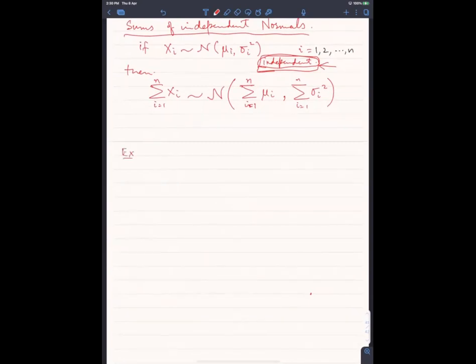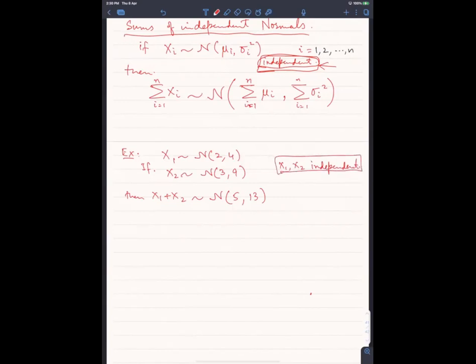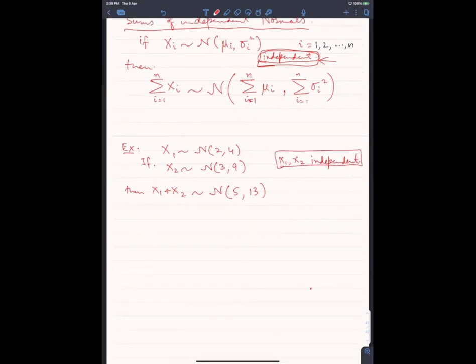Now, I will give you an example. x1 is normal 2 and 4, and x2 is normal 3 and 9. Then x1 plus x2 would be equal to normal 5 and 13. x1, x2 are independent. Very important that they are independent. What if they are not independent? Then we cannot say anything about it.